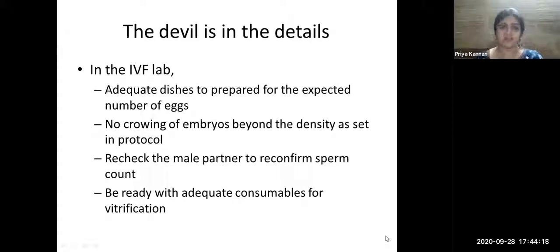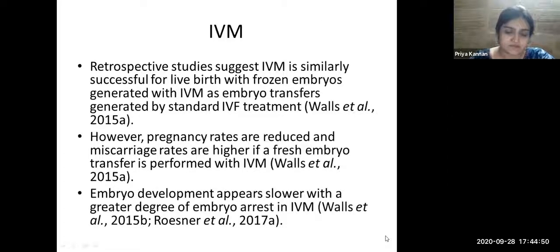And the moment we know that a PCOS patient is coming with a high oocyte yield, we have to be already available and ready with the adequate consumables for vitrification. So the moment a PCOS patient comes, we have to be ready with the consumables for the dishes, the male partner, and with the consequent vitrification as well. So all these things must be done for anybody who is expected to give us a high oocyte yield. Now, what is coming through for PCOS?